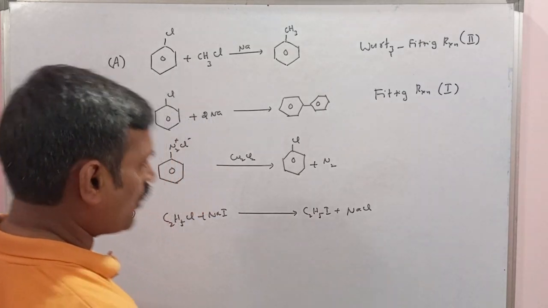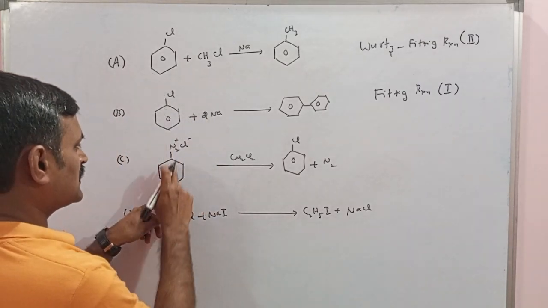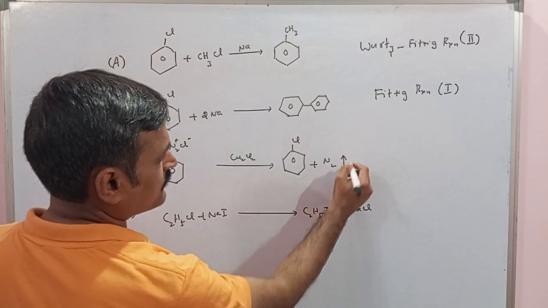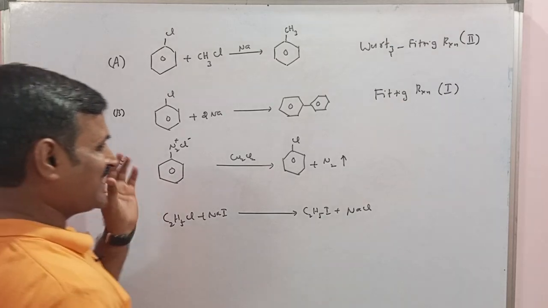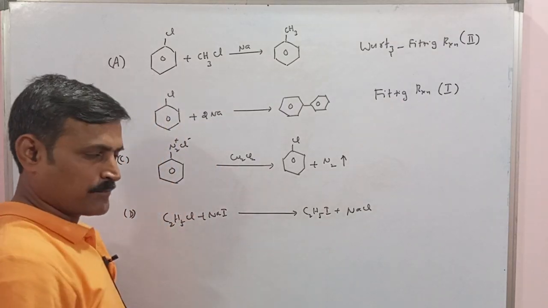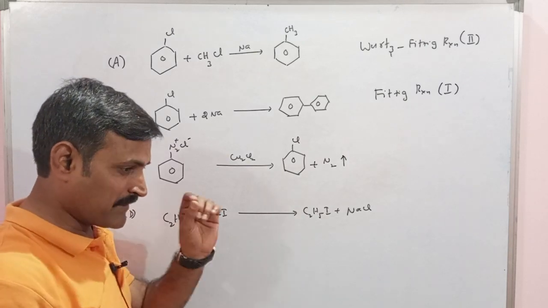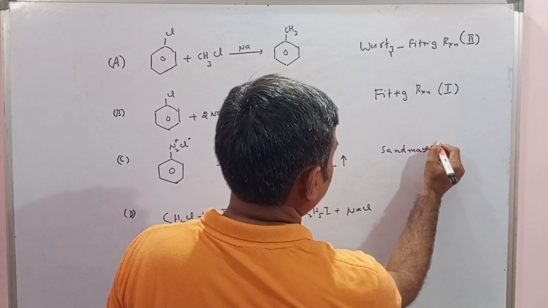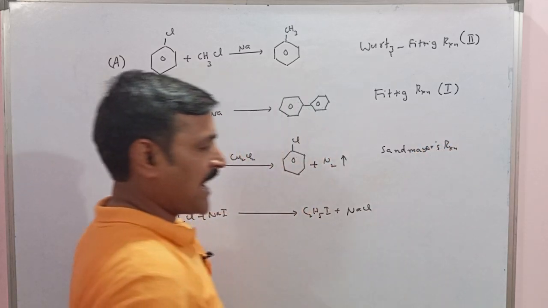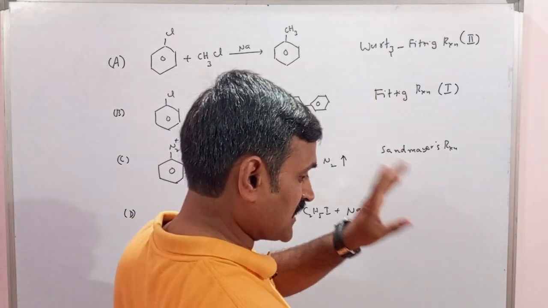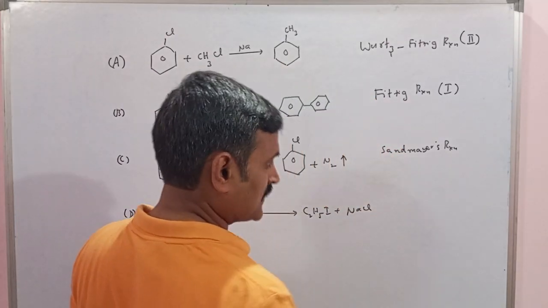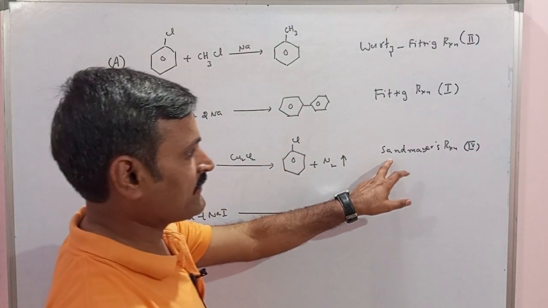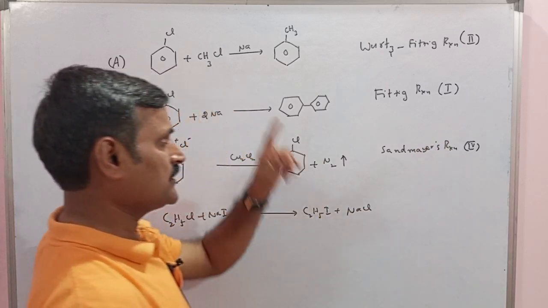Let us move on to the third equation. That is benzene diazonium chloride treated with cuprous chloride. Chlorobenzene is formed with the liberation of nitrogen gas, as they have shown. It is one of the named reactions for chlorobenzene preparation from benzene diazonium chloride. That reaction is known as the Sandmeyer reaction. You can see carefully in list 2, they have given Roman 4 as the Sandmeyer reaction.